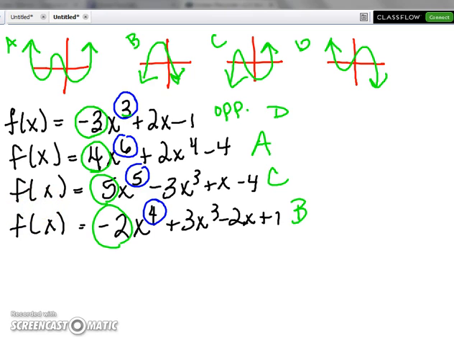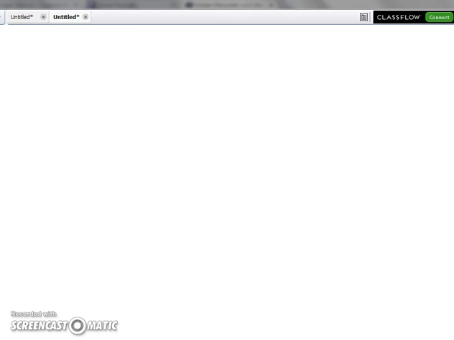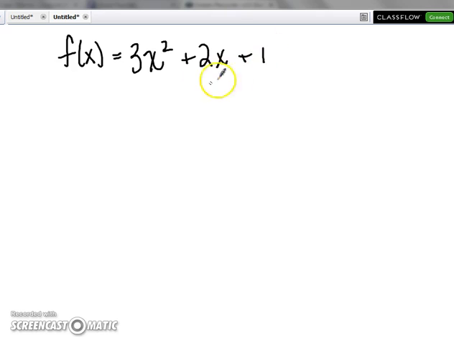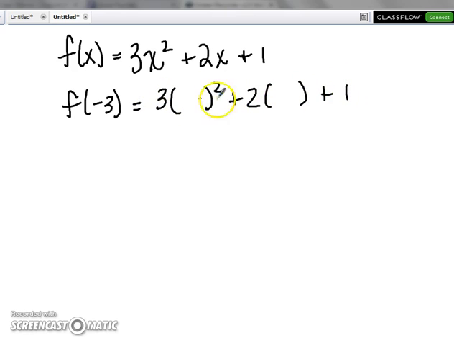The only other thing in this section that we did was we evaluated functions. So if I gave you f of x is equal to 3x squared plus 2x plus 1, and I ask you to do f of negative 3, then all I'm going to do is anywhere there's an x, I'm going to fill in a negative 3 where the x was. And then we're just going to evaluate this.